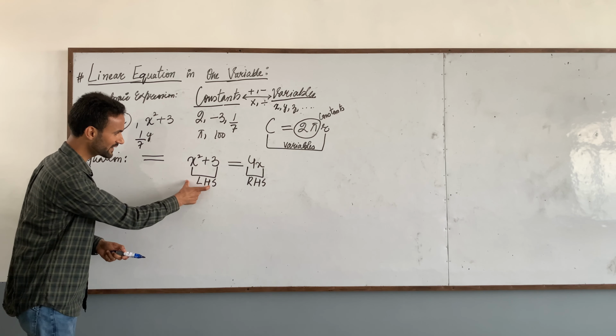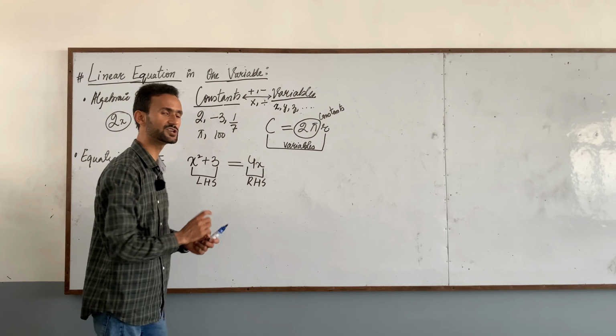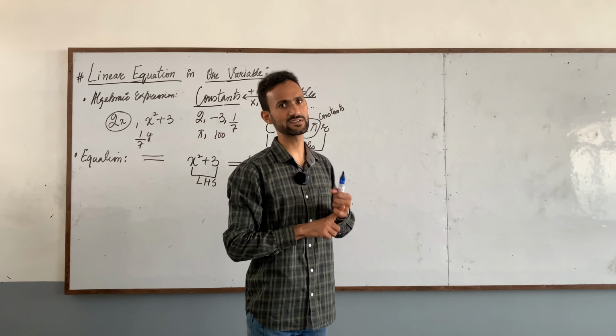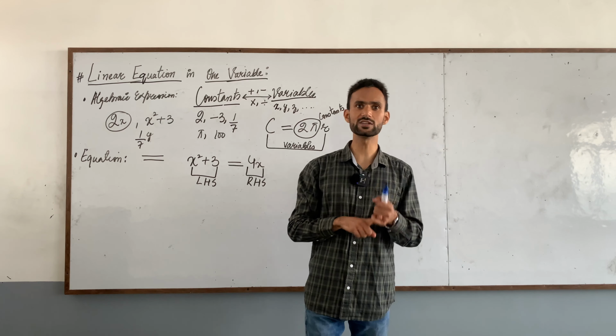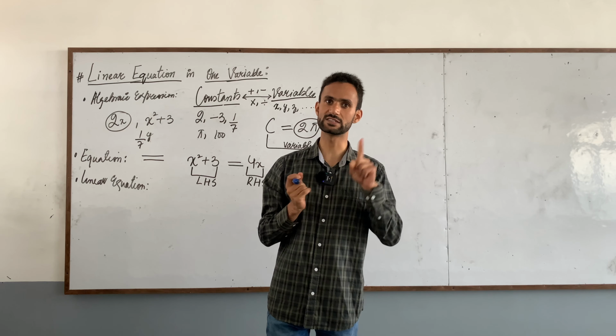Similarly, if the left hand side and the right hand side of this equation are multiplied or divided by some non-zero number, the equation still remains unaffected, the equation does not change, right? Now, what is a linear equation? A linear equation is an equation in which the exponent of the variable involved is 1.